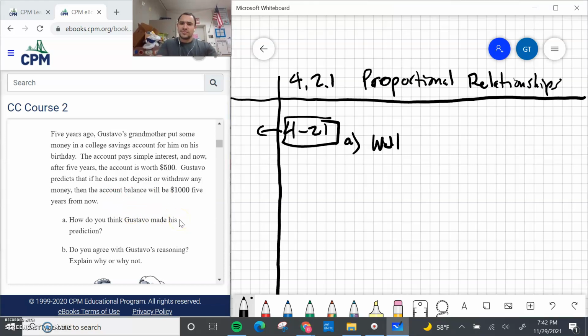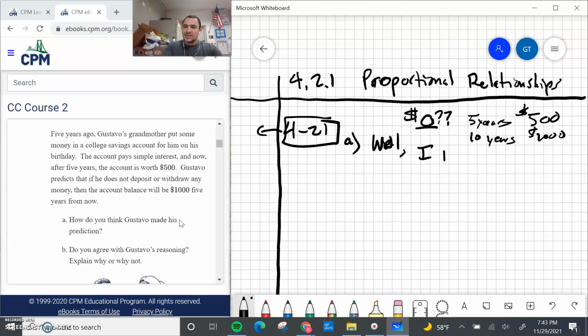Well, from the start, whatever the money is, it started somewhere. I'm going to say 0 right now. After 5 years, it went to 500. Well, then in 10 years, which is plus 5 more years, it should go to 1,000. Well, Gustavo basically thinks he's just going to double his money. He thinks it's just going to double every 5 years. And that's not the case.